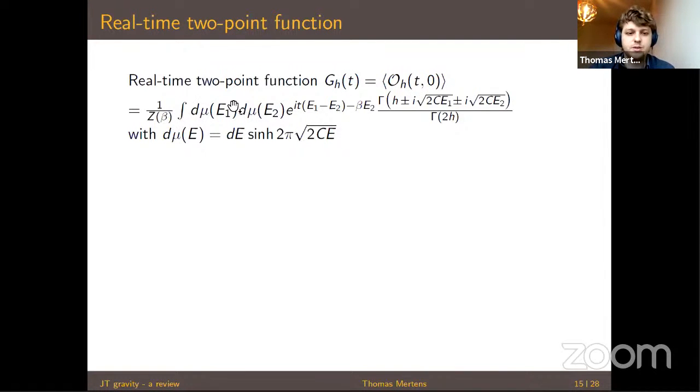It's a double integral over 2 energy variables, E1 and E2. Both of these have the same sinh measure that the partition function had. And then there are these Boltzmann and Hamiltonian propagation factors appearing here. And then finally, there is this piece. This is a bunch of gamma functions. The plus minus signs here mean you have to take the product of all cases. So there's a product of 4 gamma functions in the numerator here. And this last piece is a thing that couples these 2 integrals and makes the entire calculation non-trivial to do. But this is the real-time 2-point function, with one bilocal operator inserted.